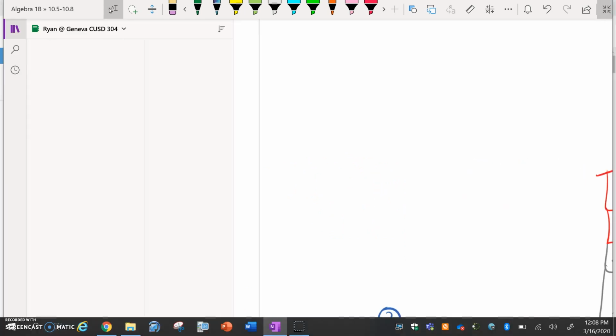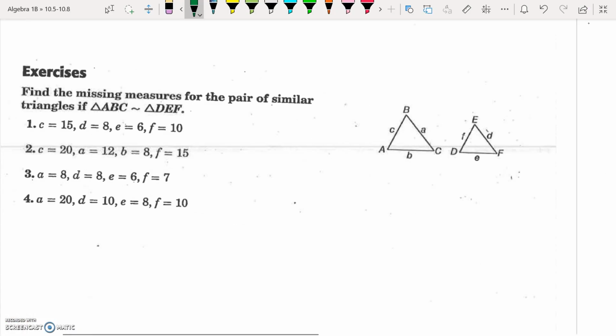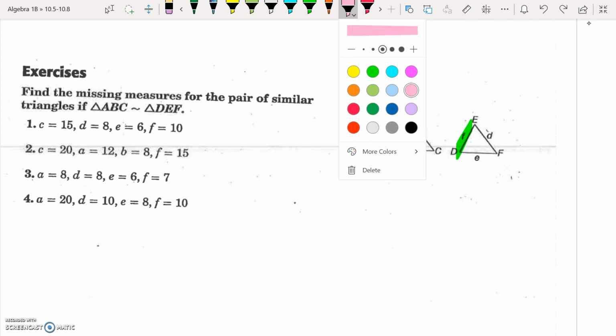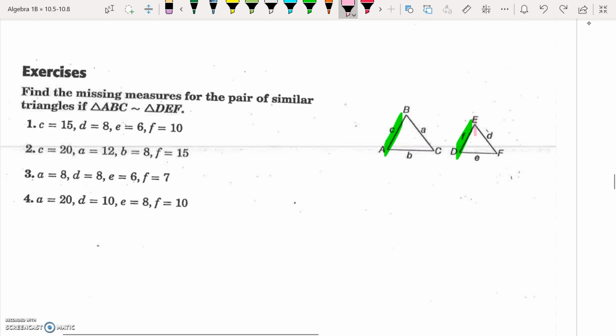All right, moving on. There's 4 examples here, all using the same drawing. You're told that these triangles are similar to each other, so I'm going to go to colors here. The greens are corresponding to each other. Let's get the pinks corresponding to each other. And also we have these yellow ones corresponding to each other.